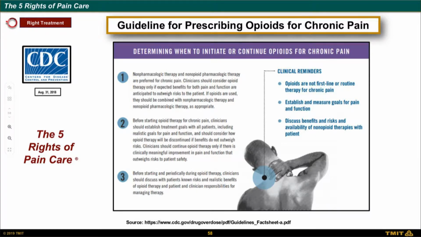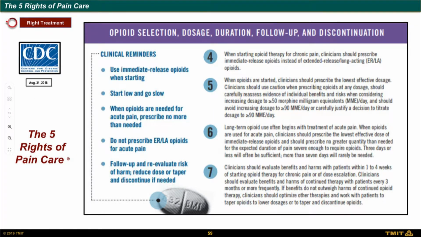Now, importantly, this did not exclude cancer patients or patients who have terminal conditions from obtaining opioids. But this establishes and gets you to measure goals for pain and to measure function when you make decisions about increasing or decreasing doses. And this helps to provide a guideline to discuss the benefits and risks and availability of non-opioid therapies with patients. The FDA came out and also supported this particular strategy.